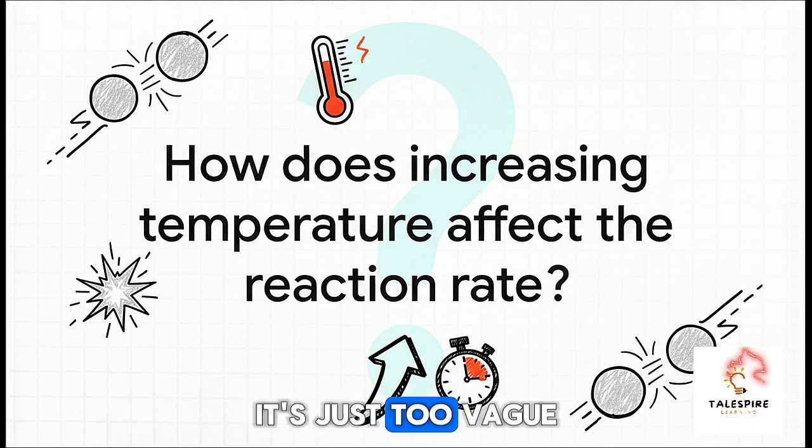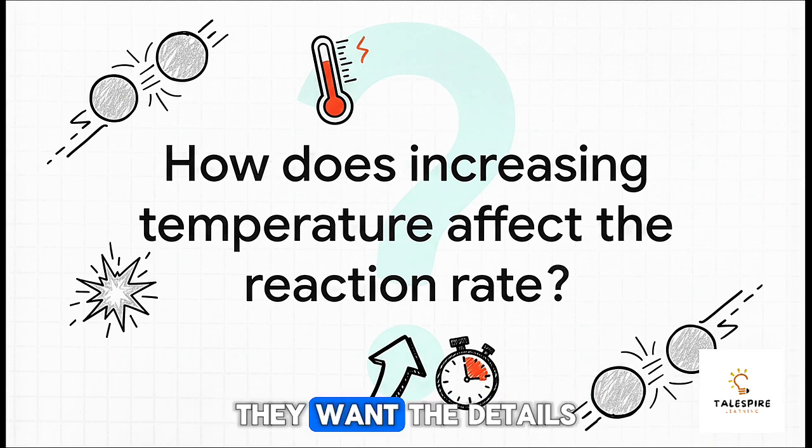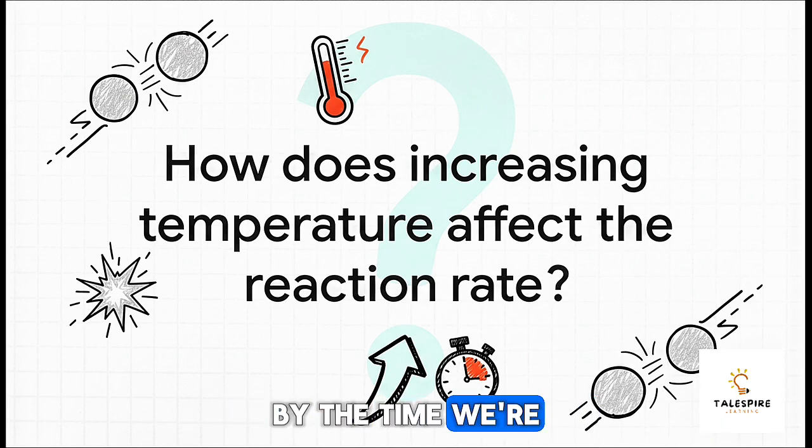Well, honestly, it's just too vague. The examiner's thinking, okay, how? Why do those collisions matter more? They want the details. And trust me, by the time we're done here, you'll know exactly how to nail that full 6-mark answer. We're gonna fix this right now.